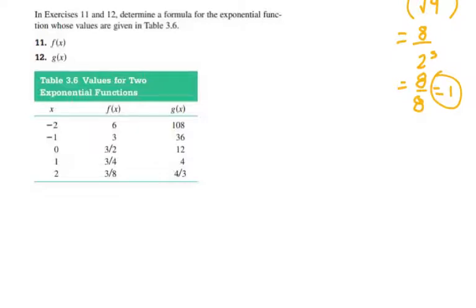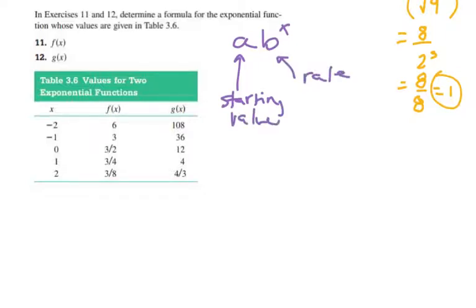Okay, so then the next ones, you need to determine a formula for the exponential function whose values are given. So remember that the idea is that there's an a times b to the x, and a is your starting value, so we're going to want to know what's happening at 0, and then b is your rate. So, taking a look at f of x, that's this first column here, our first number is 3/2, so that means that our a value is going to be 3/2.